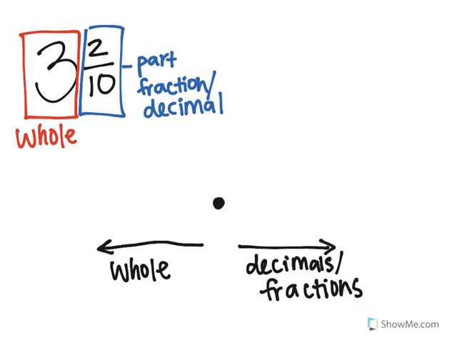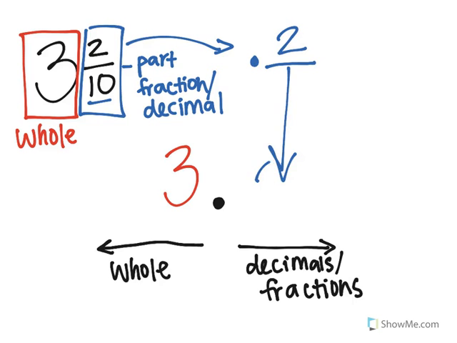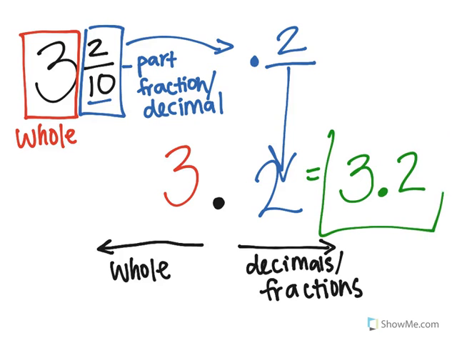So I have 3 wholes, so I'm going to put it on the left of the decimal. Then I have this fraction 2/10. I need to turn it to its decimal form. I put a decimal point, I put a line for the tenths place because the 10 tells me it's in the tenths place, and I put the 2 on top. So now I can transfer that down right here. So my decimal becomes 3 and 2/10, just like this. Okay?